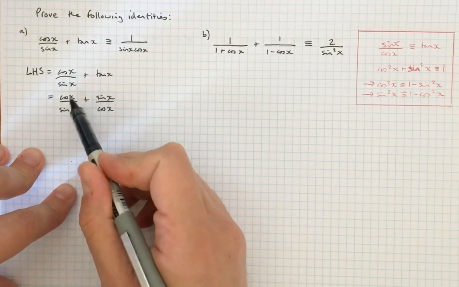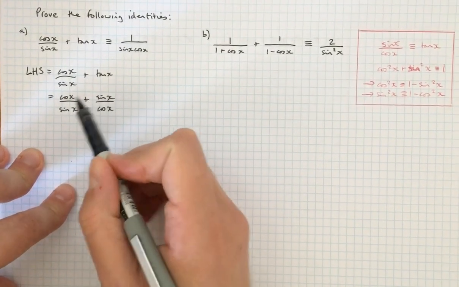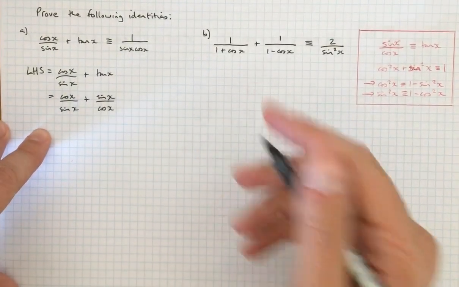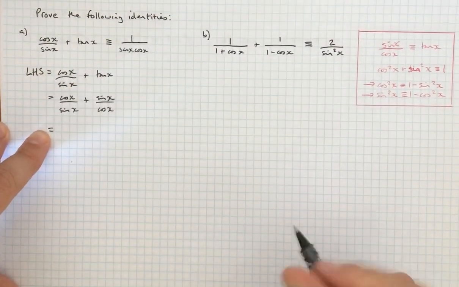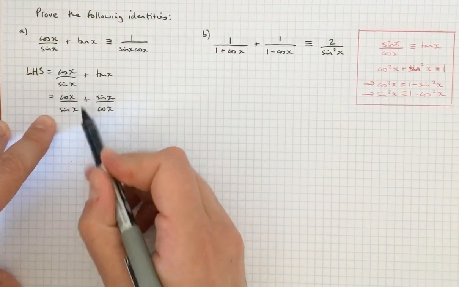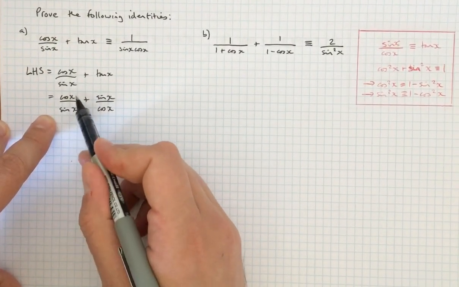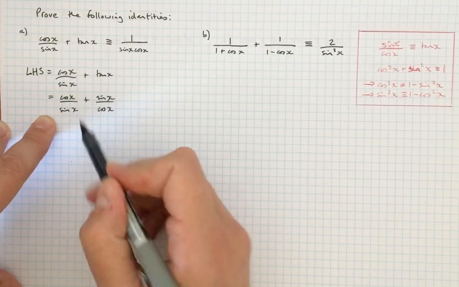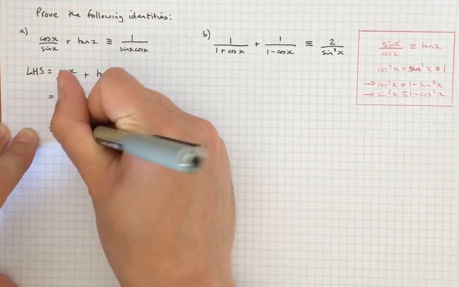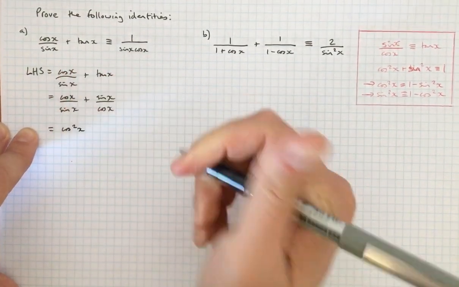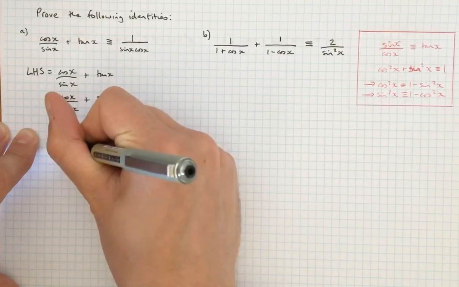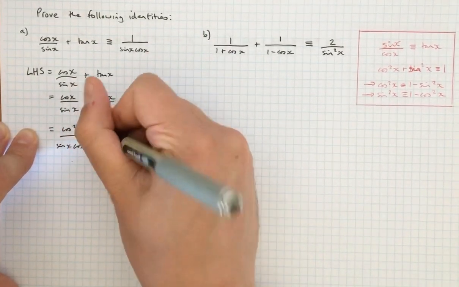I've got something that only involves cos x and sine x, and I just need to muck around with this and see what happens. So what I'm going to do is combine them into a single fraction by giving them a common denominator of sine x cos x. So to give this first fraction a denominator of sine x cos x, I need to multiply the numerator and denominator by cosine. So I'm going to end up with cosine x times cosine x, which is going to be cosine x squared, over sine x cos x.